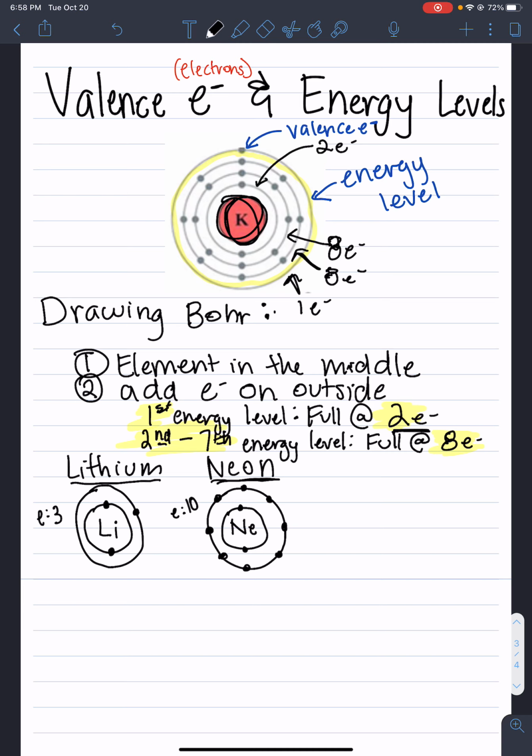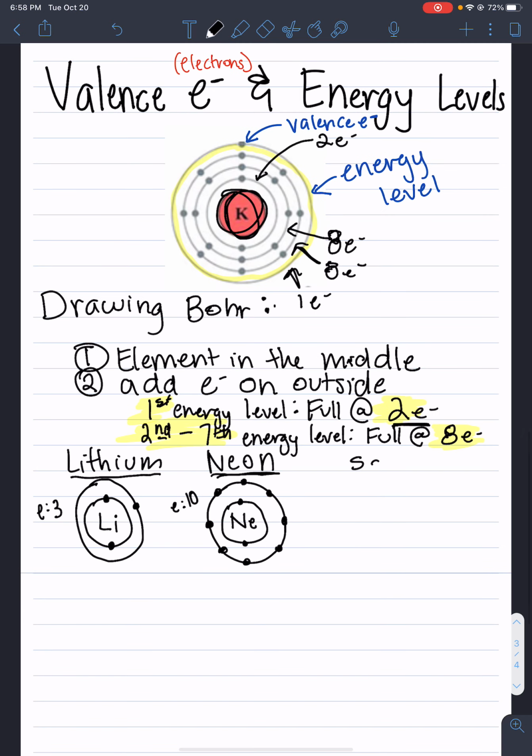Let's do one more example. Let's see. Let's do Na. So let's do sodium. So sodium is Na on your periodic table. You can find that in group 1A, period 3. So sodium is going to have 11 electrons. So electrons are going to be 11.